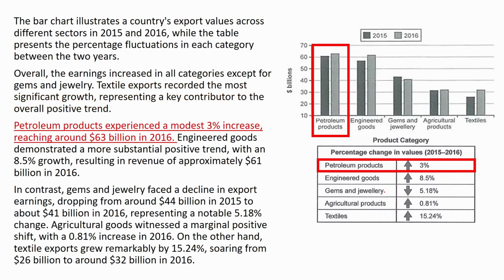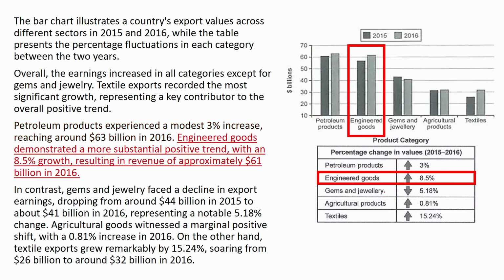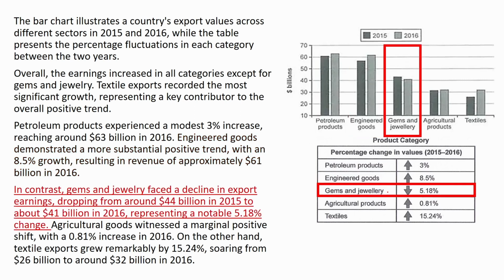So the first one is petroleum. Petroleum products experienced a modest 3% increase, reaching around $63 billion in 2016. Now the second one, engineered goods. Engineered goods demonstrated a more substantial positive trend with an 8.5% growth, resulting in revenue of approximately $61 billion in 2016. Now the third one, gems and jewelry, they're different, so I use in contrast.